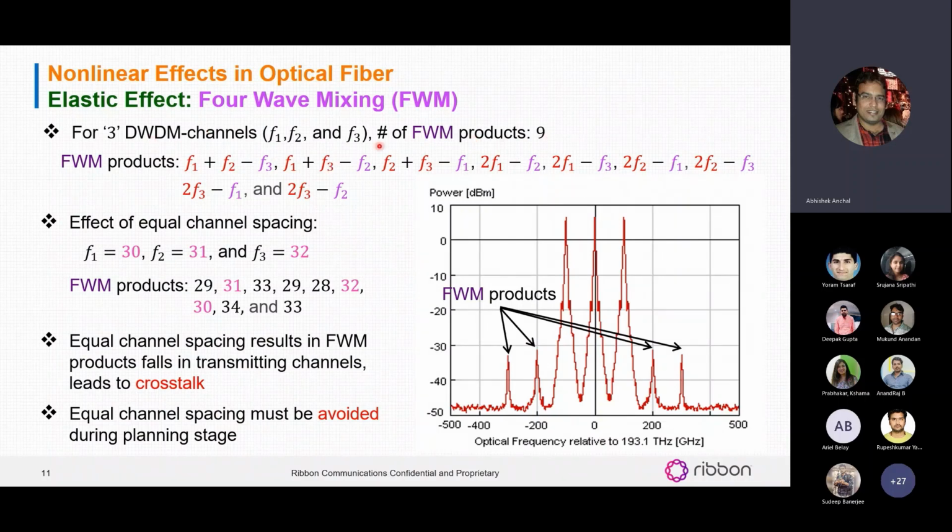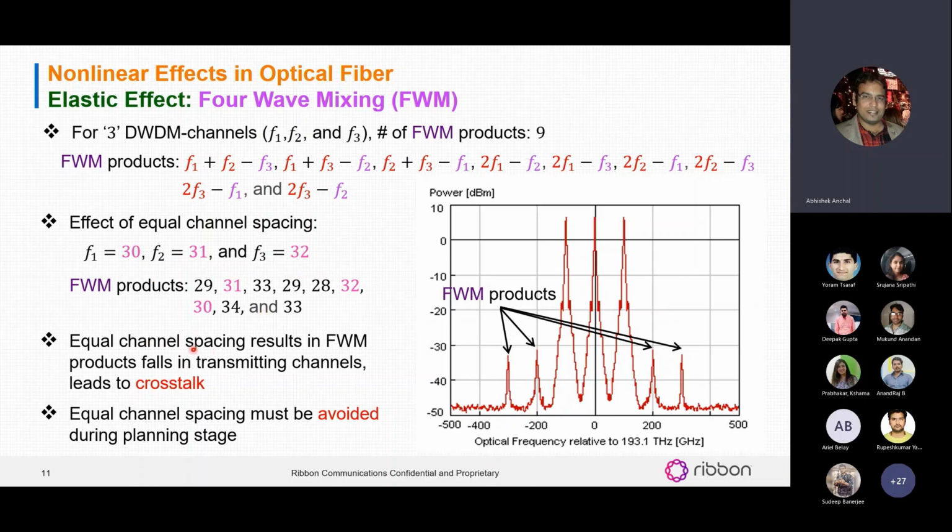What happens if these 3 channels are at equal channel spacing? There is an interesting effect if they are at equal channel spacing. These are the results from one of the experiments. As you can see, if the channel numbers we select are 30, 31, and 32, the generated 9 four-wave mixing products are these. And you can see that 3 of the generated four-wave mixing products lie on the original channel transmission. This means the four-wave mixing product might lie in the original channel spectrum if the channel spacings are equal, and that's one of the disadvantages of four-wave mixing.